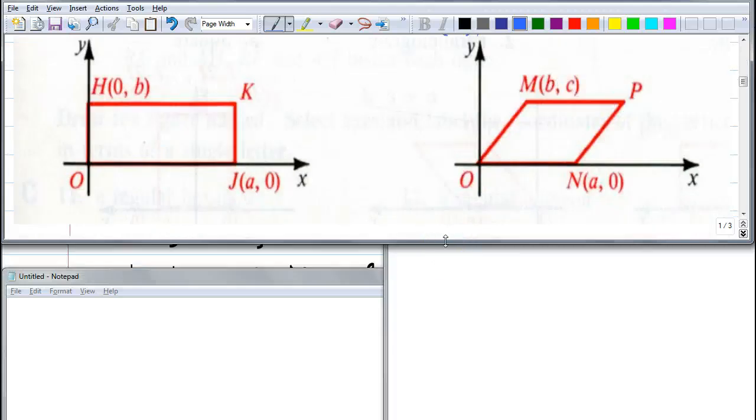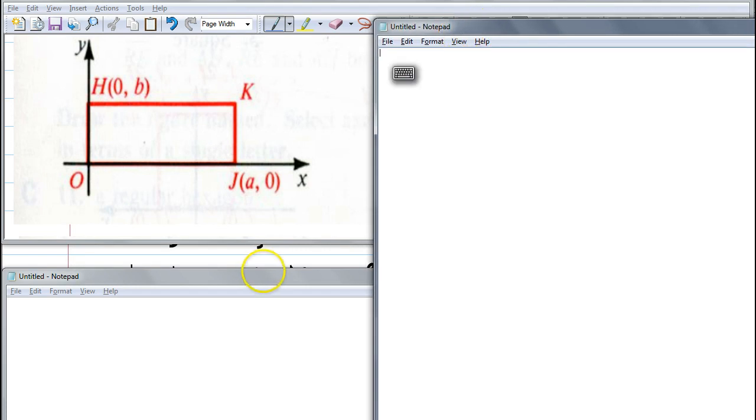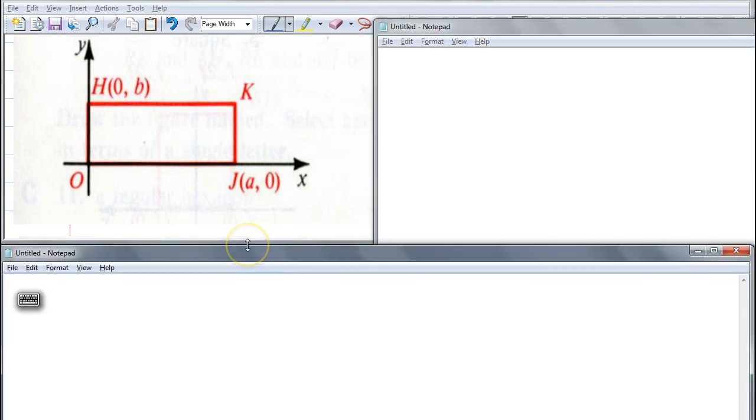Okay. This time, you don't always have to have triangles. This time they give you a rectangle. If I call J A comma 0, that's kind of obvious, right? Because it's going to be on the x-axis. And H is on the y-axis, it is 0 comma B. What would the ordered pair for K be? This is pretty straightforward. Go ahead, everybody think about it. I'll wait.